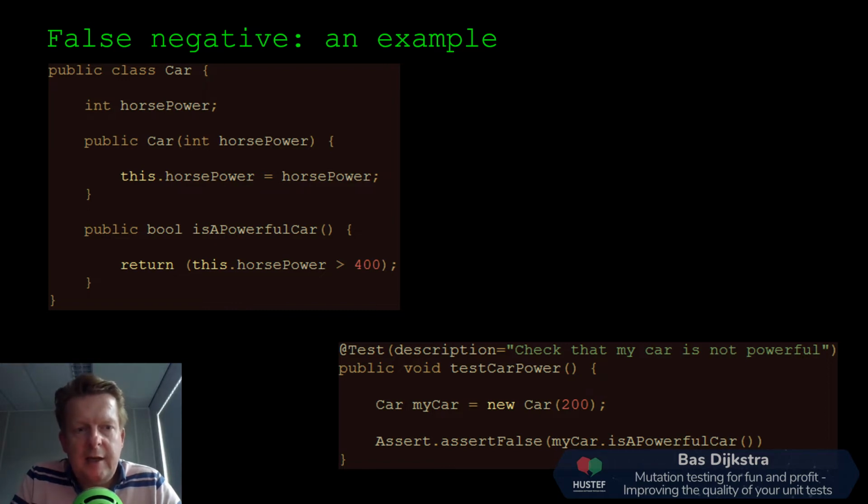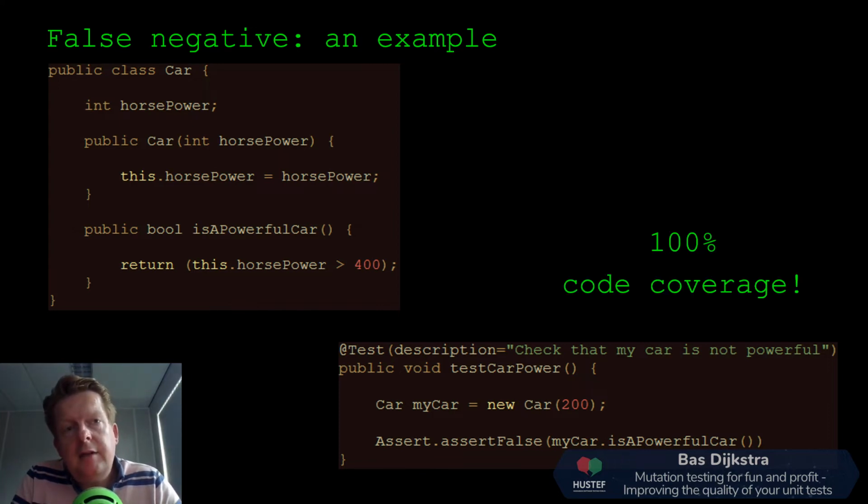into your test suite. So we've got a small Java class here which represents a car with a single property called horsepower, which is an integer. And a public method isAPowerfulCar that returns whether or not this car is a powerful car. And I've written a single test, also in Java, that creates a new car with a brake horsepower of 200, and my test checks that this car is not a powerful car. It asserts that the return value of the isAPowerfulCar method is equal to false. Now, it doesn't come as a surprise to you, probably, this test will pass.